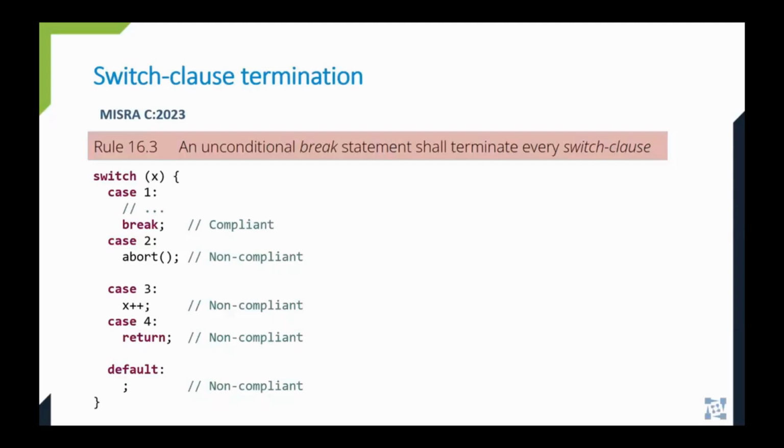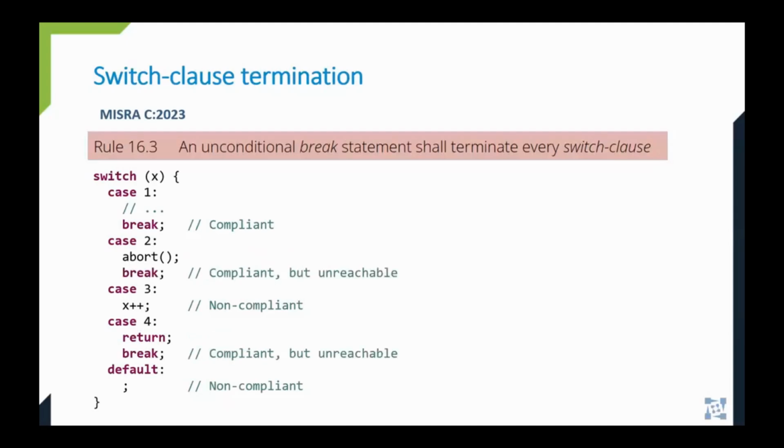While this is generally true and the non-compliance of case 3 and default clauses is not controversial, it is different for case 2, where calling abort ensures the control flow will not continue in this function, and in case 4, where explicit return statement makes it clear that none of the following statements in this function will get executed. And actually adding additional break statements just to make this rule happy will obviously introduce an unreachable code.